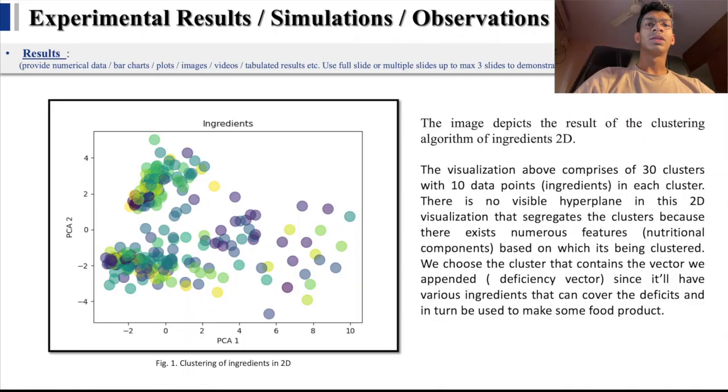Moving on to the next slides, we come to the experimental results. Here you can see that what we've done is essentially break down the 300 ingredients into 30 clusters with 10 ingredients in each cluster. But this cannot be visually exhibited in a 2D graph since there's no linearly separable hyperplane that can segregate the clusters.